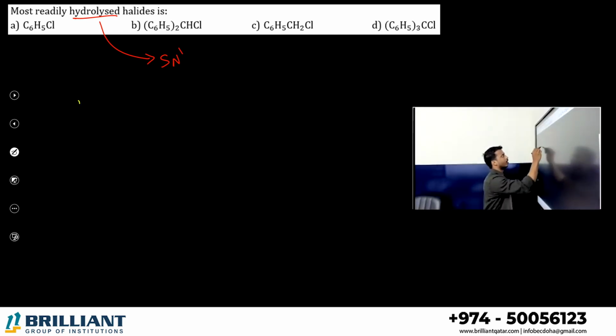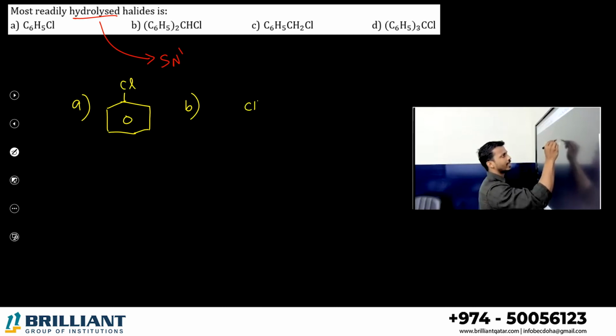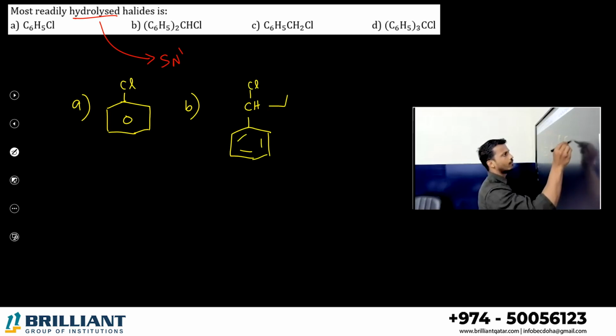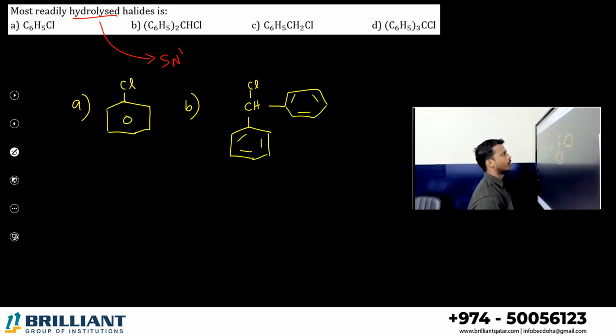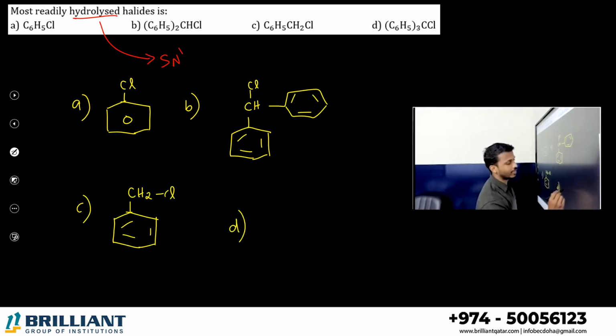Okay, option A is given as chlorobenzene. Option B is given, there is a diphenyl group on CH, correct? One phenyl here, one phenyl here. Alright. What is option C? C6H5CH2Cl, benzyl chloride. Alright, benzyl chloride. Option D, what is option D? C6H5 thrice, which means there are 3 phenyl groups on one carbon bearing chlorine.